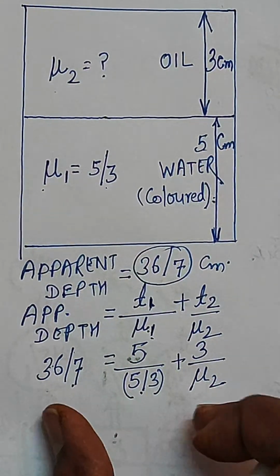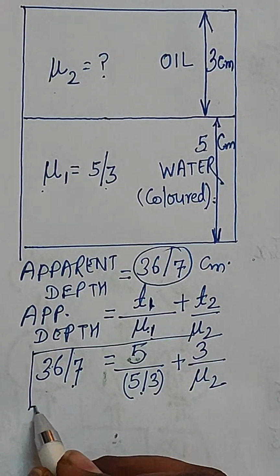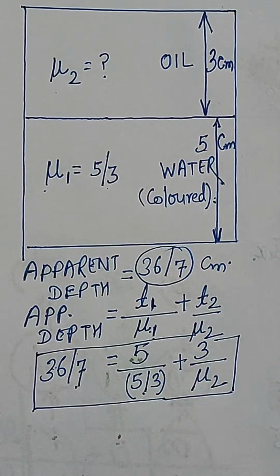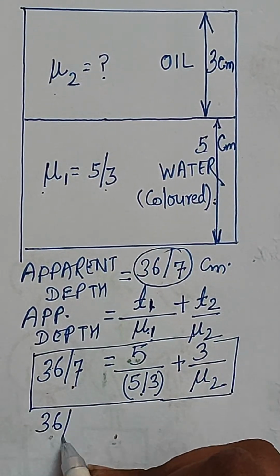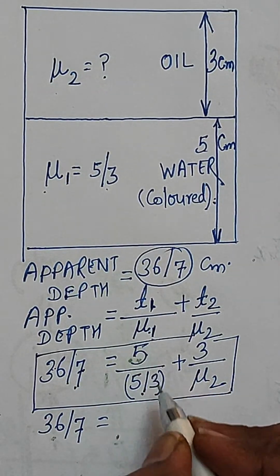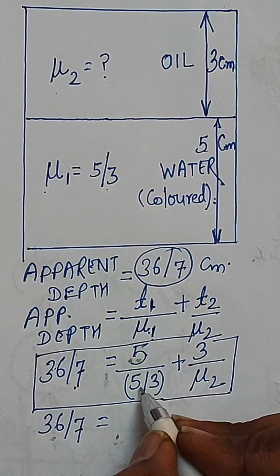Now just solve this. It is a very simple equation, and you can easily calculate the value of mu 2, which is your answer. Okay, so let us calculate it. So this will give you 36 by 7 is equal to, you can see 3 going over above, and 5 will be cancelled out.